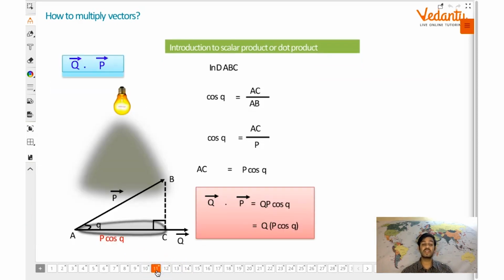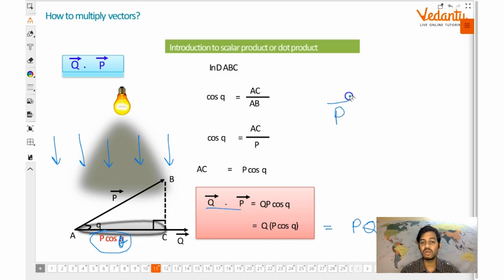Let's say we wanted to resolve P. If you shine light on P, incident a beam of light on P perpendicular to Q, again you will get the component of P in the direction of Q. The value of that will be equal to P cos theta. And the dot product Q dot P, if you call it, will be the same PQ cos theta. So whether we talk of P dot Q or Q dot P, it is one and the same thing.